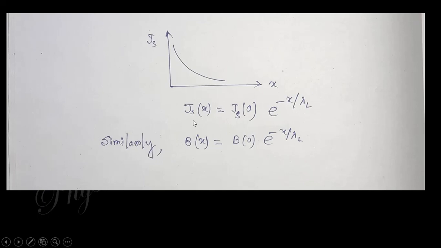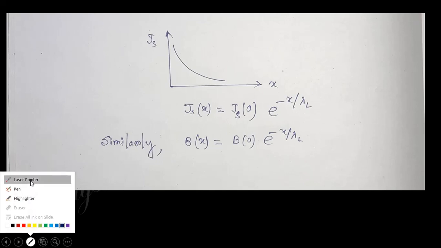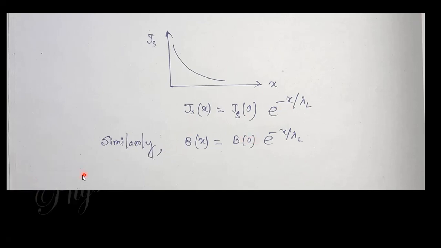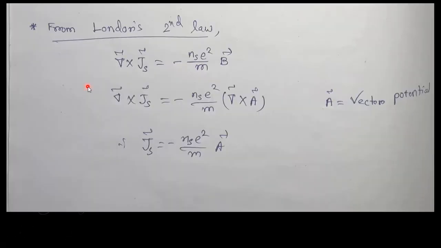Go to the next portion, and this is the representation of like that with this distance. J_s is the current density, and this is the magnetic field. Now, another important thing: the second London equation gives you this relation, and you know the magnetic field is curl of A, where A is the vector potential. So if you compare, J can be written in terms of the vector potential. Current density due to superconducting electrons is like that.